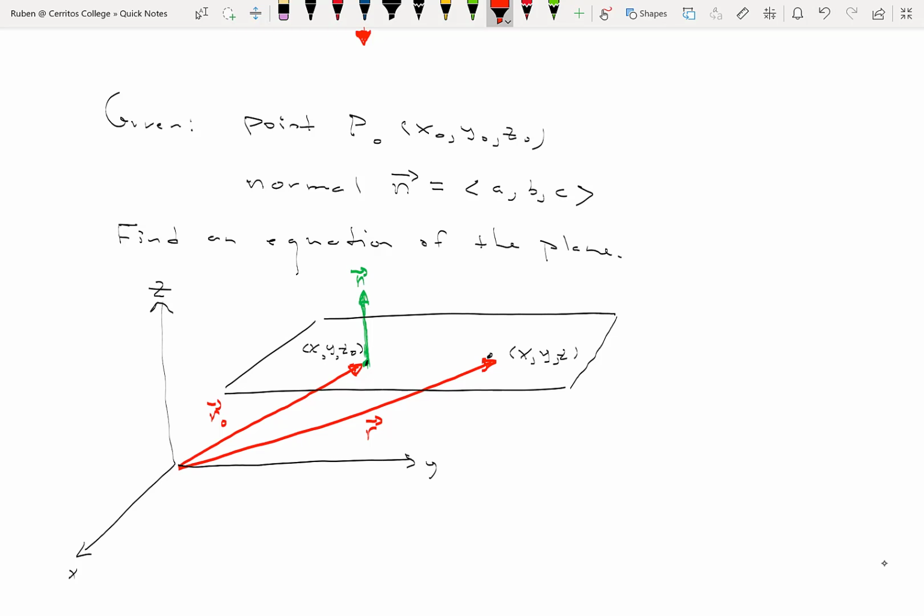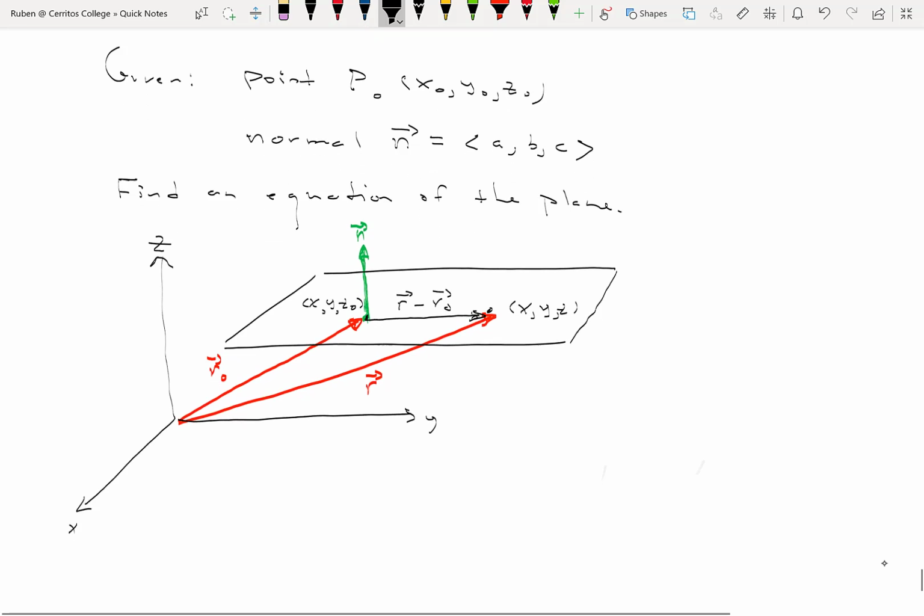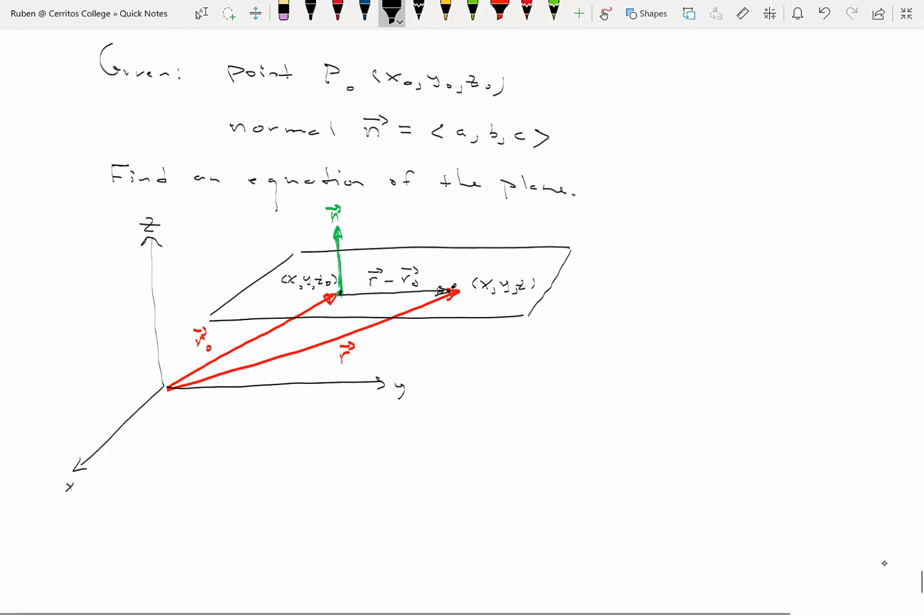Now I'm going to draw in a displacement vector from R naught to R. That displacement vector is nothing more than R minus R naught. Remember, if you want to find the vector R minus R naught, you draw it from the tip of R naught to the tip of R when R and R naught are drawn tail to tail.